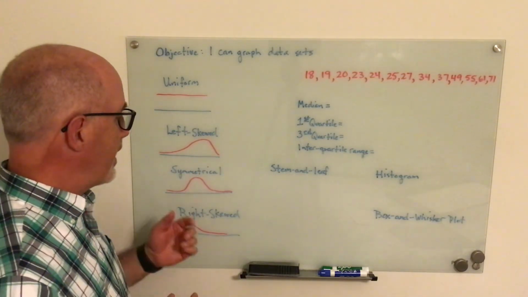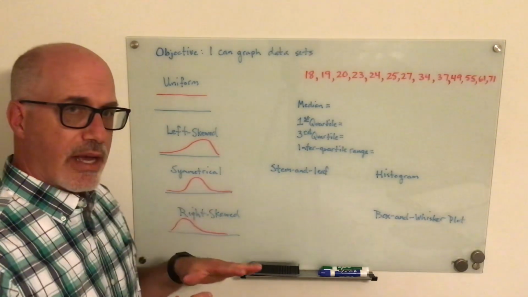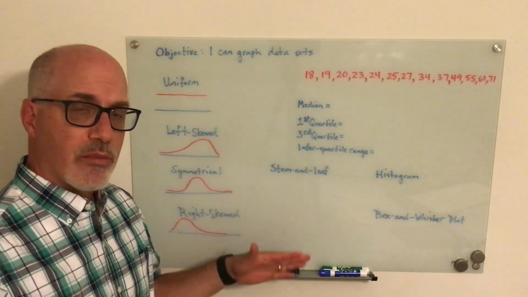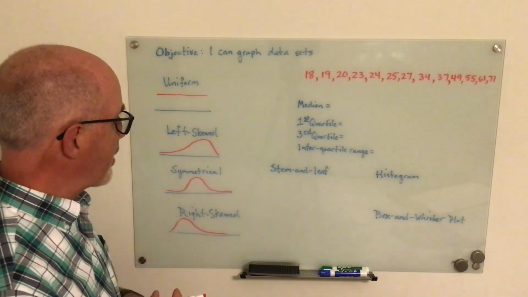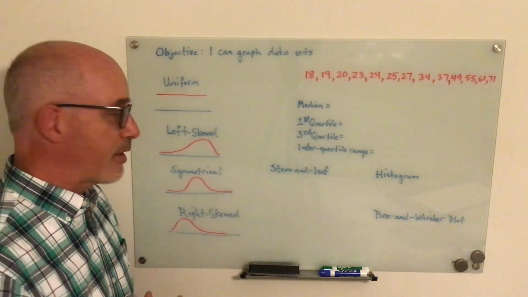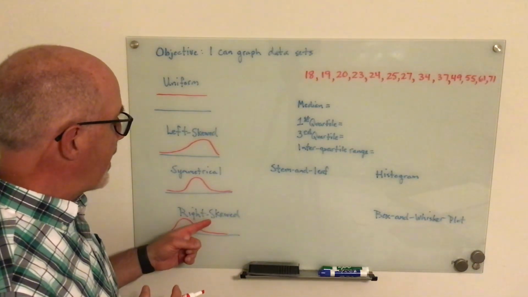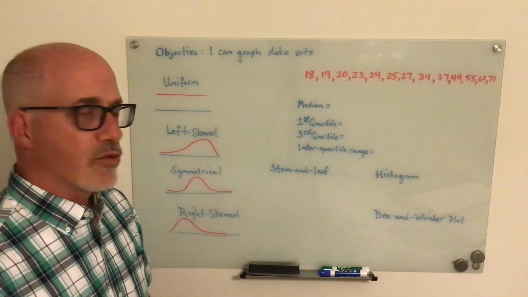If you have a graph where there's a tail going to the left side, that's a left skewed graph. If you've got a graph that is symmetrical, where you have the same amount of data on both sides of the graph, we call that symmetrical. That's where the normal distribution falls in when we talk about the normal distribution. And then if you've got the tail going off to the right, that's called a right skewed graph.